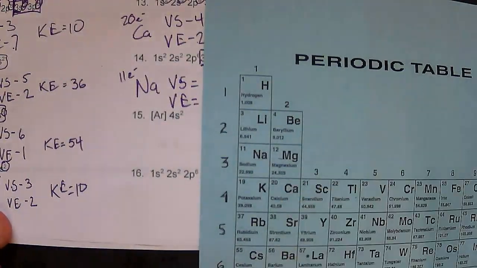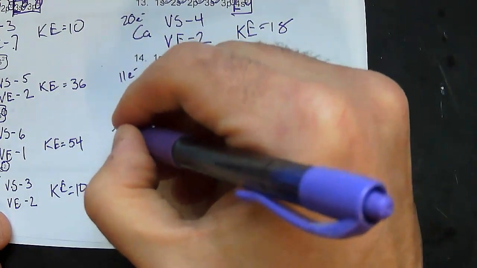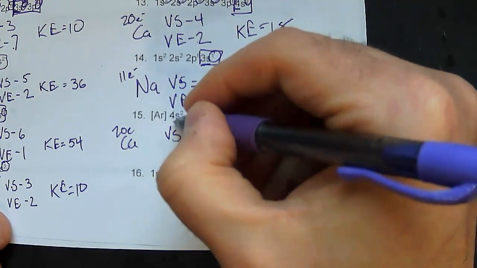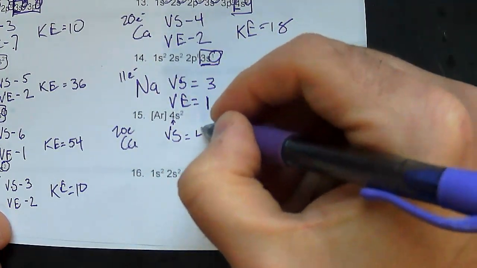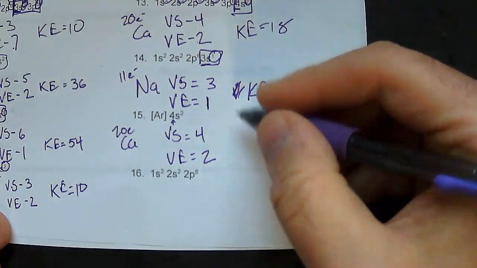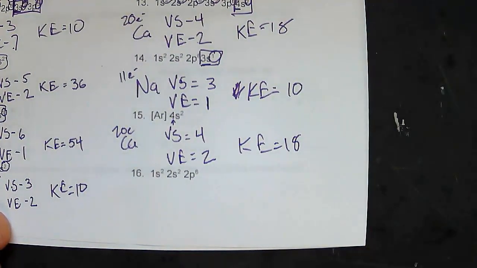So now we go back to a noble gas configuration. Argon is 18, and then 4s2. That puts us back to calcium. Oh, we just did calcium with 20 electrons. Look at that right here. So the valence shell is this. That's 4. The valence electrons is 2. And then the kernel electrons is still 18.